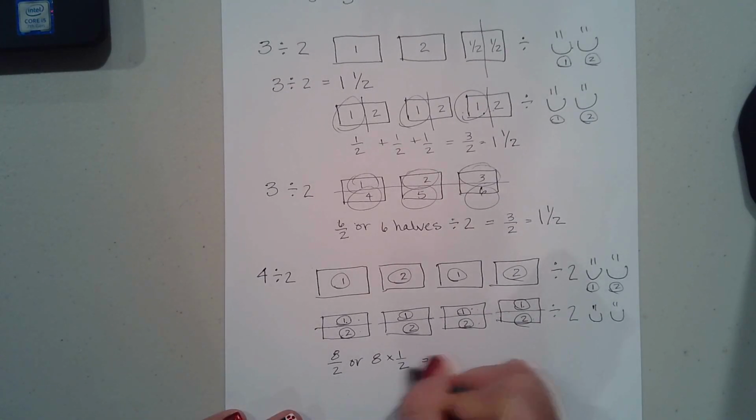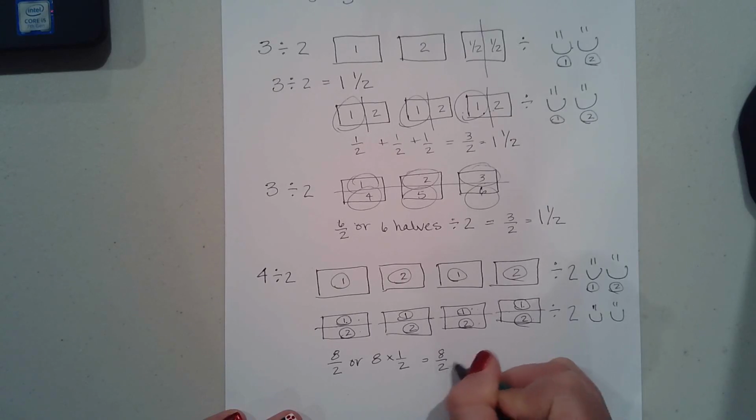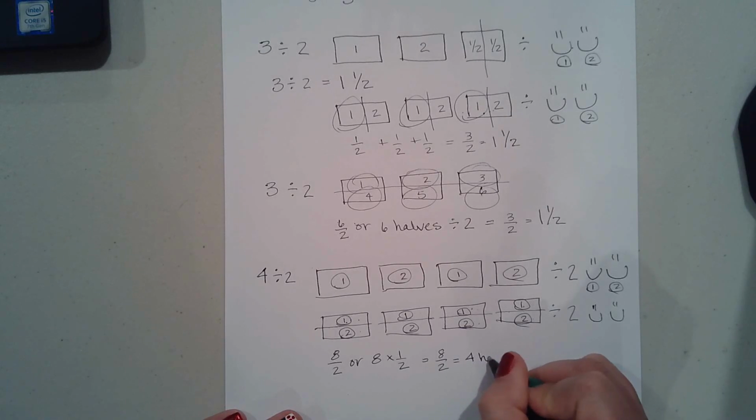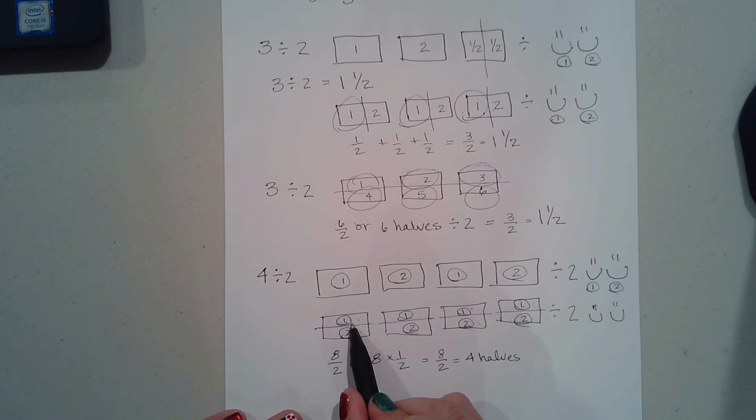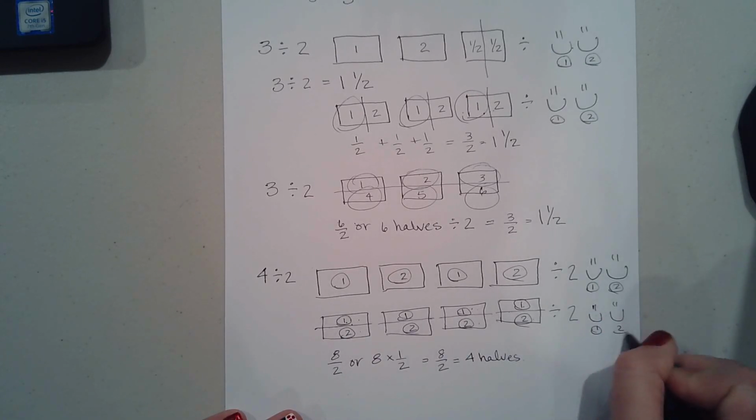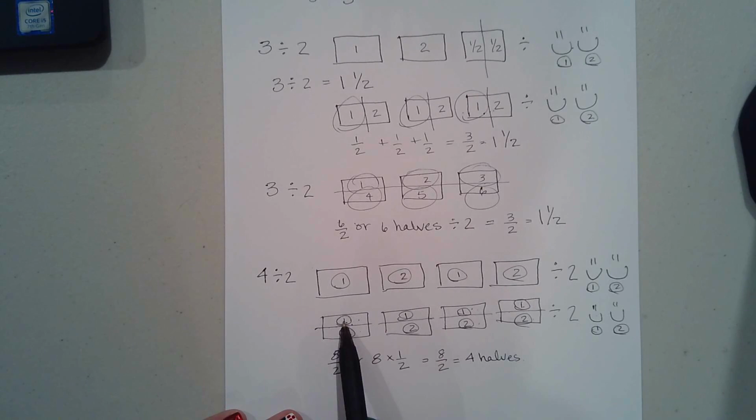So 8 times 1/2 is 8 over 2, which is equal to 4 halves, right? So person 1, person 2. So person 1 is going to get 1/2, 1, 2, 3, 4 halves. Is that right? So each person receives 4 halves. So 8 halves divide 2 equals 4 halves.